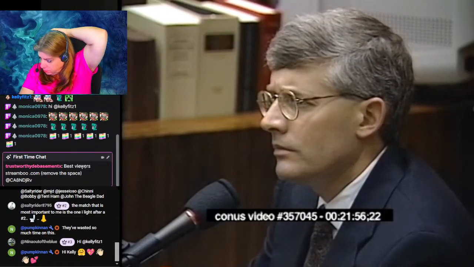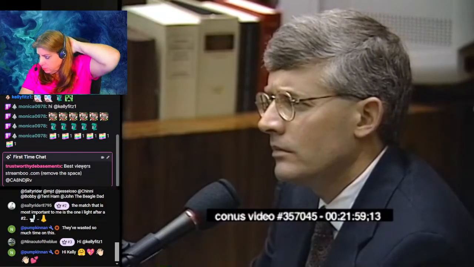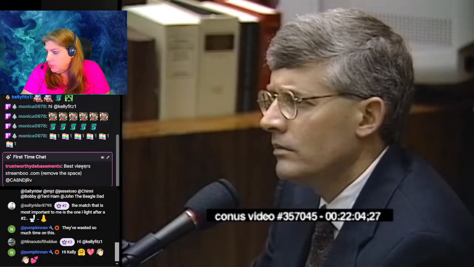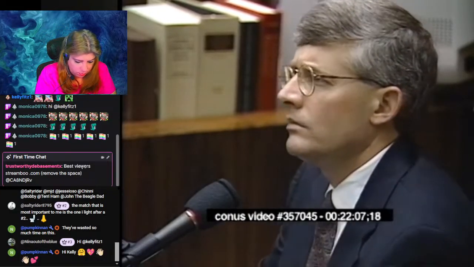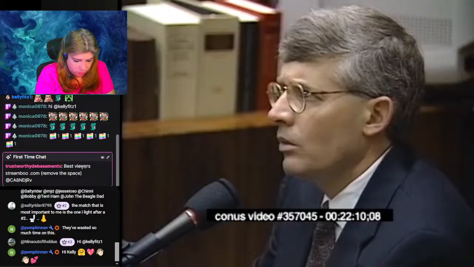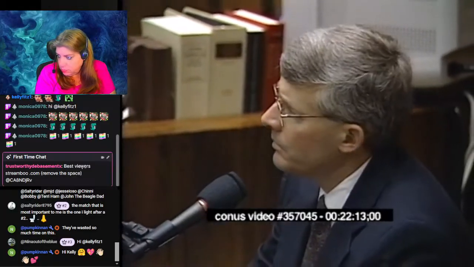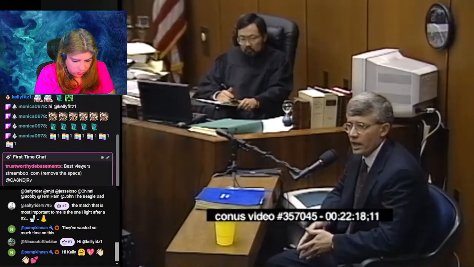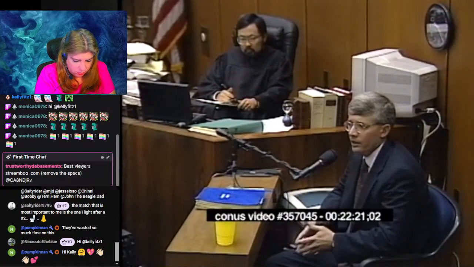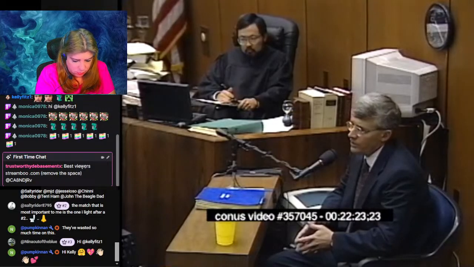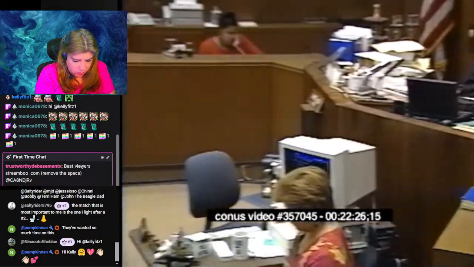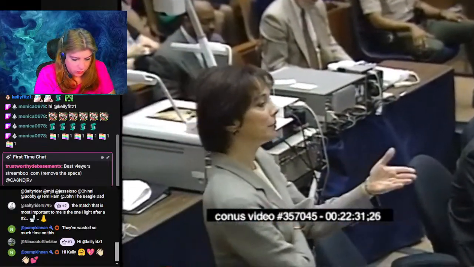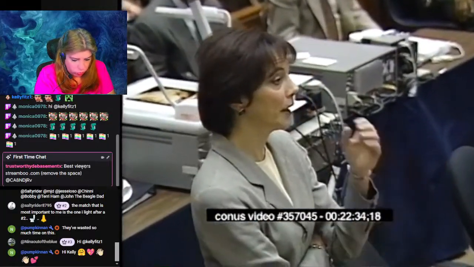Now, in your experience, sir, what is the mobility, the transience of fibers in the manner in which they transfer between objects? Is it more or less than hairs? Well, fibers will tend to transfer at a greater rate because of their size being much smaller and lighter. They will transfer more easily than hairs. And what, if any, significance does that mobility have to you in determining whether a fiber can be associated with a crime or with a suspect?